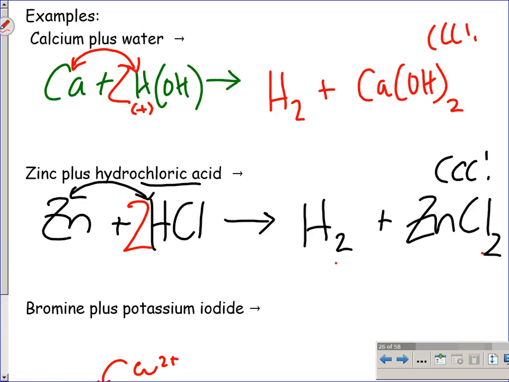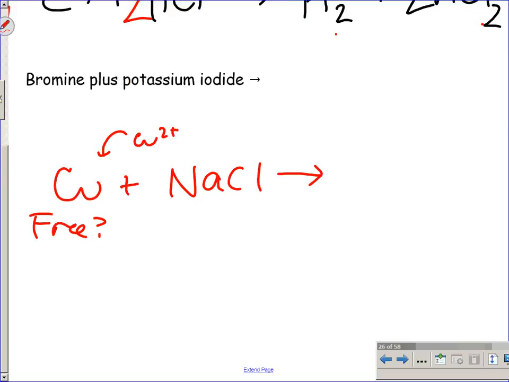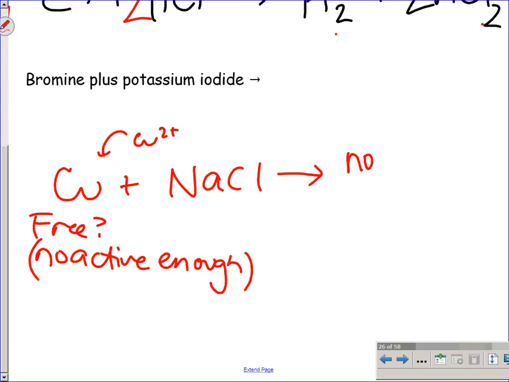So what would we write here? We would say, okay, not going to happen, not active enough. It's kind of our reasoning. So if you're not active enough, we just put no reaction, because it's just not going to react. It's not active enough to force the reaction to occur. And so you can put NR for that for short if you'd rather. Just because it's not active enough. That's what we do. All right, write out your bromine plus potassium iodide example.